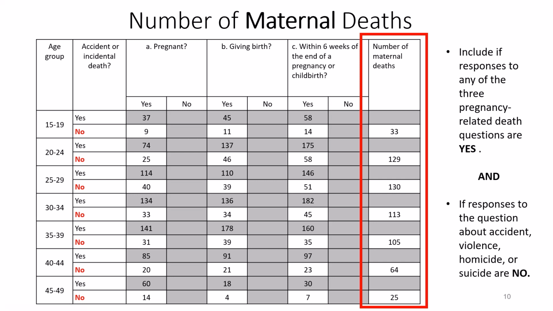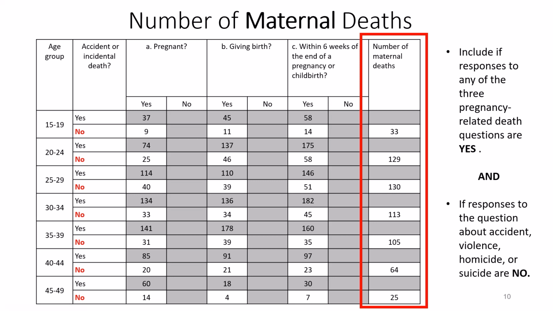As with pregnancy-related deaths, we have the age group in the first column. This time, we only include those who were pregnant, giving birth, or within 6 weeks of the end of pregnancy or childbirth at the time of death, and did not die of accidental or incidental causes of death. The cases to exclude are grayed out in the table below. The cases to include are in white.